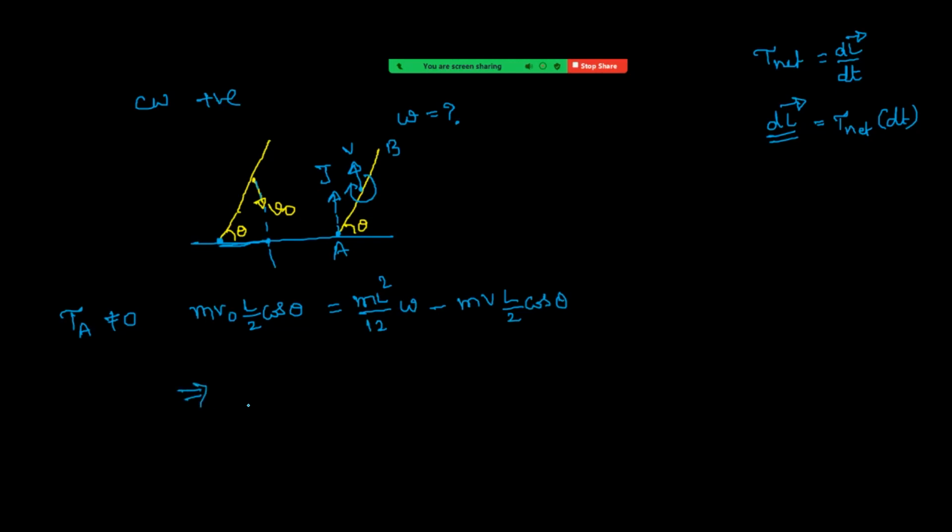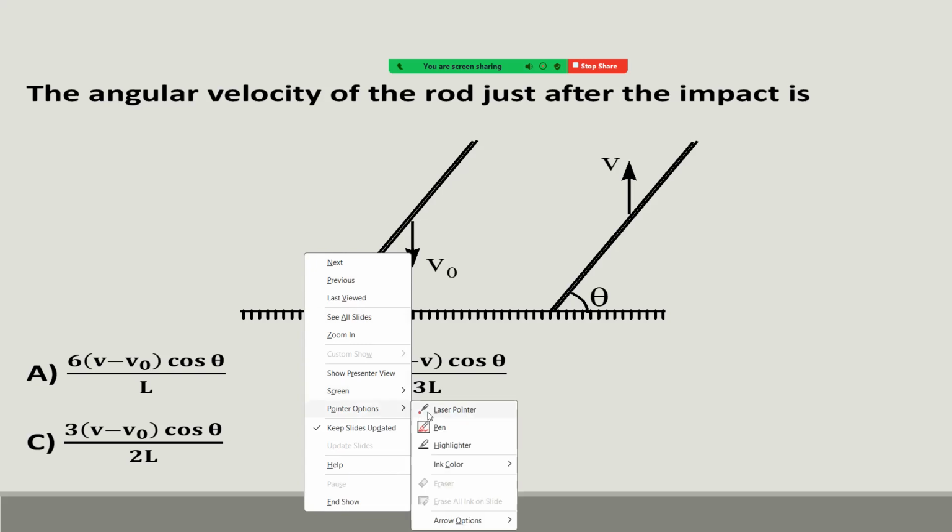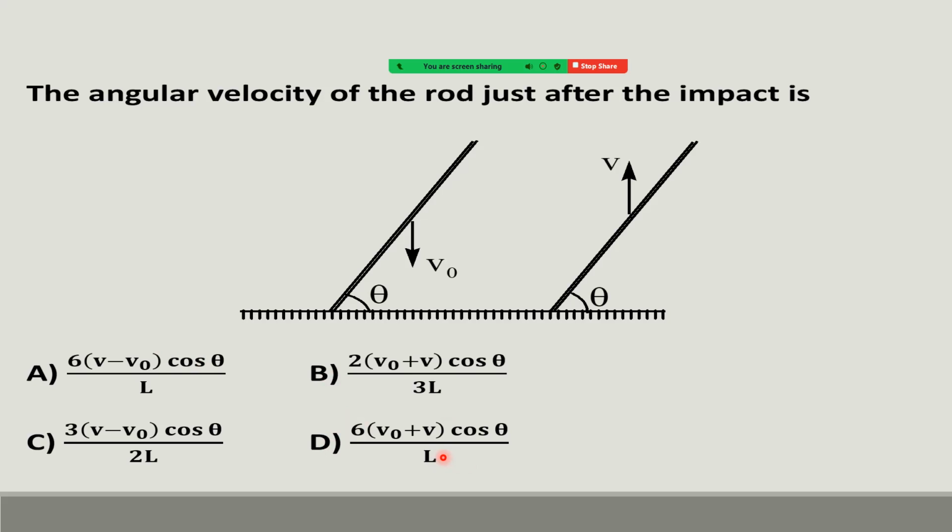Now remains just the calculation part. Mass gets cancelled and one L gets cancelled. The 2 here, 6 times, and here 2 gets cancelled. V naught cos theta, and this is minus V cos theta. So it is V naught plus V into cos theta, equal to L omega by 6, or into 6 by L. That is omega. So here we have taken conservation of angular momentum about point A. Let us see the next one. So your correct option is option D.